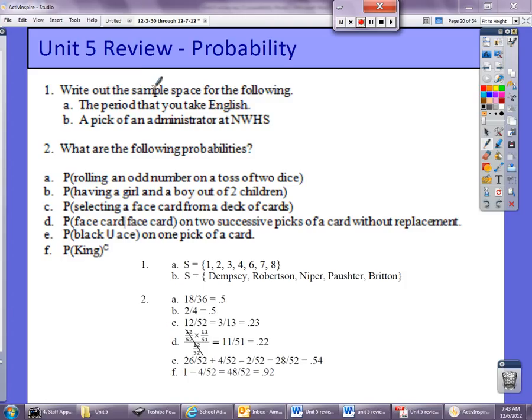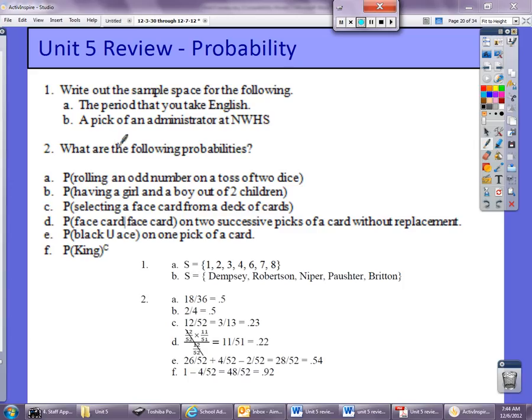Whenever you're writing the sample space, it's always the S, and it's a set of numbers or items. So in this case, I have the set of 1, 2, 3, 4. Since period 5 is lunch, we don't include that, and then 6, 7, and 8. For a pick of an administrator at Northwest High School, you basically have 5 different options: Dempsey, Robertson, Kniper, Posture, and Mr. Britton. Again, make sure you write out the sample space, and sample space is always notated with the letter S.